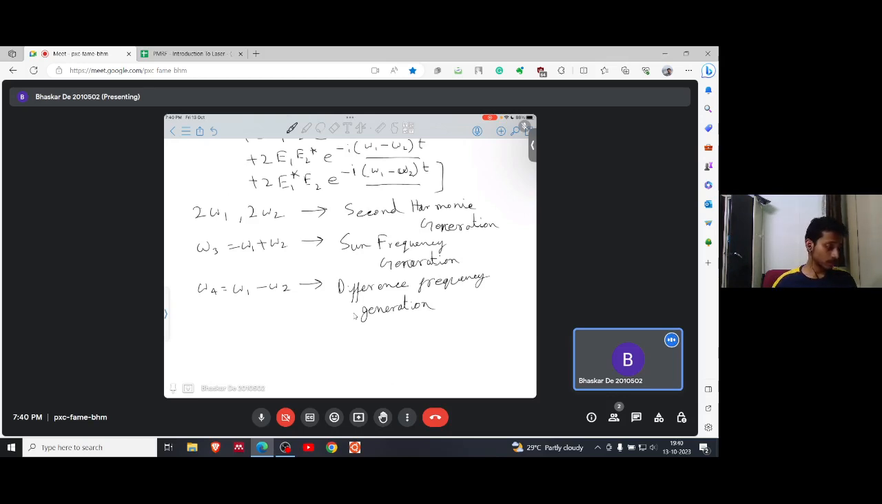So in this sum frequency generation, a new photon is created by destroying one photon of omega 1 and one photon of omega 2. In the difference frequency generation, the photon of higher frequency omega 1 is destroyed, while both omega 2 and omega 3 are created. So basically here omega 1 is destroyed and then omega 3 and omega 2 are generated.